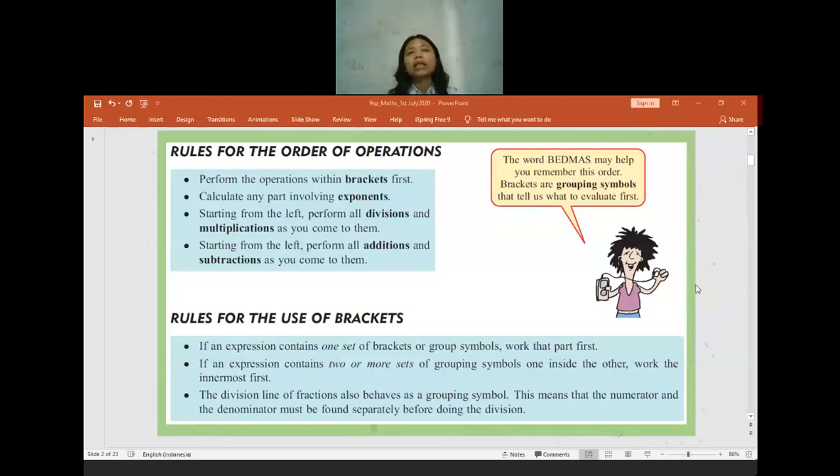Later, if you meet any calculation with more than one pair of brackets, you have to do the inner bracket first. The one that is inside you do first, and then we can continue to the other brackets.